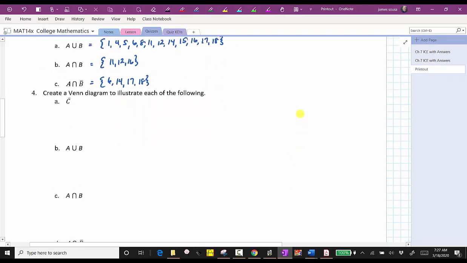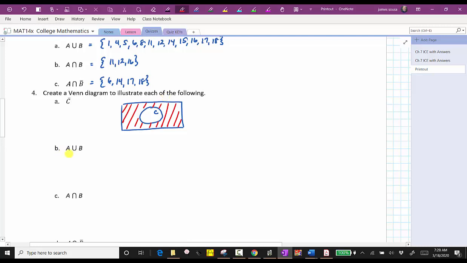Okay, moving along for number 4, we're asked to create a Venn diagram to illustrate each of the following. So for A we have C complement. We want to create a Venn diagram that shows all the elements that are not in set C. So first we create the universal set, usually using a rectangle. Within this universal set we have set C. So let's go ahead and call this set C. So all the elements not in set C would be outside set C, and therefore this shaded region here represents C complement. All the elements not in set C.